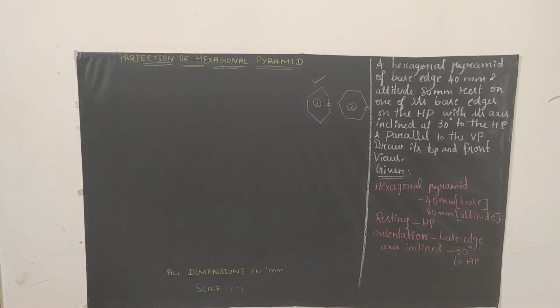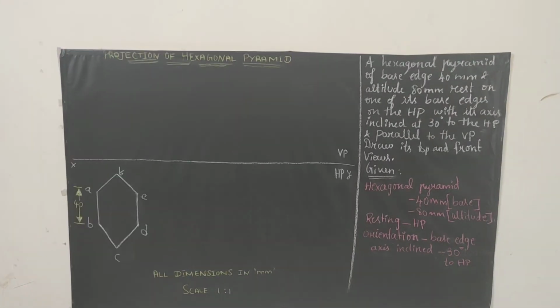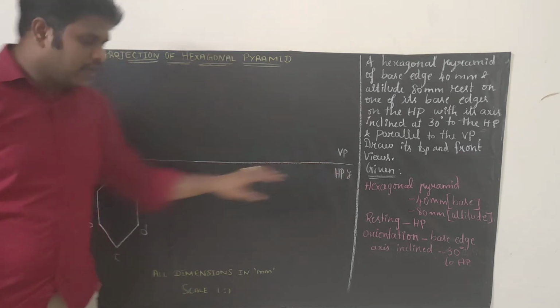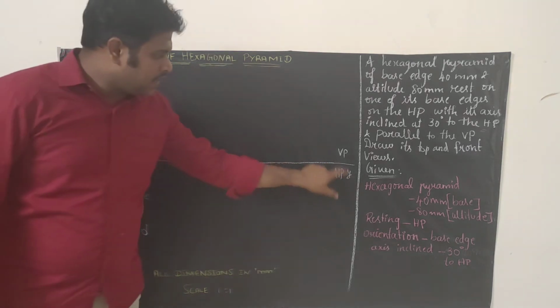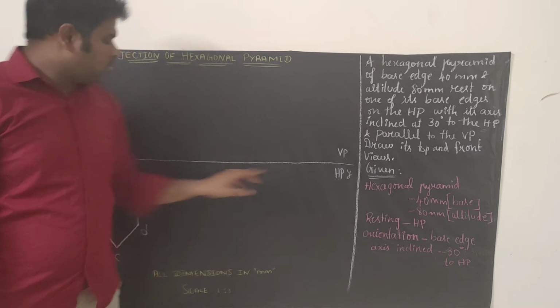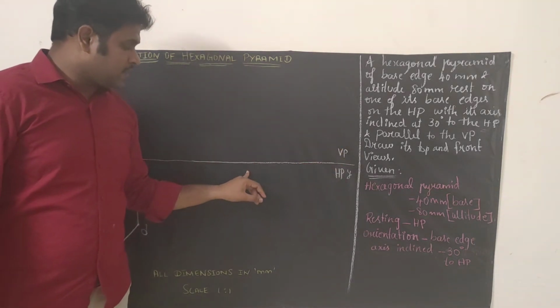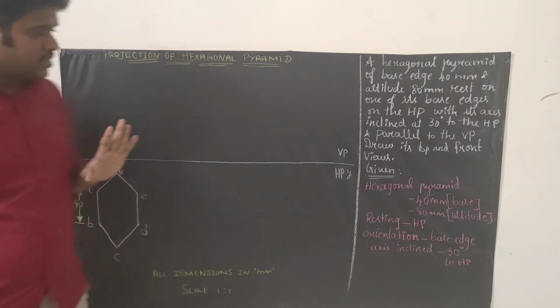I will be explaining step by step, and just follow all the instructions whatever I say. The first step is we are going to draw the reference line. So this is the reference line. Draw the reference line. Write X, Y, VP, HP. All this should be written with your HB pencil, and the axis line, that is the reference line, can be drawn with your H pencil.